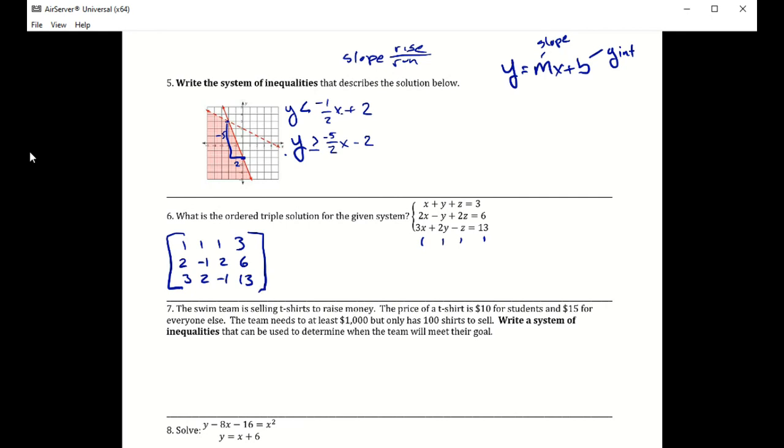And we're going to go into the calculator, and we're going to go first to second, x to the negative 1, math, reduced row echelon form, with little parentheses.